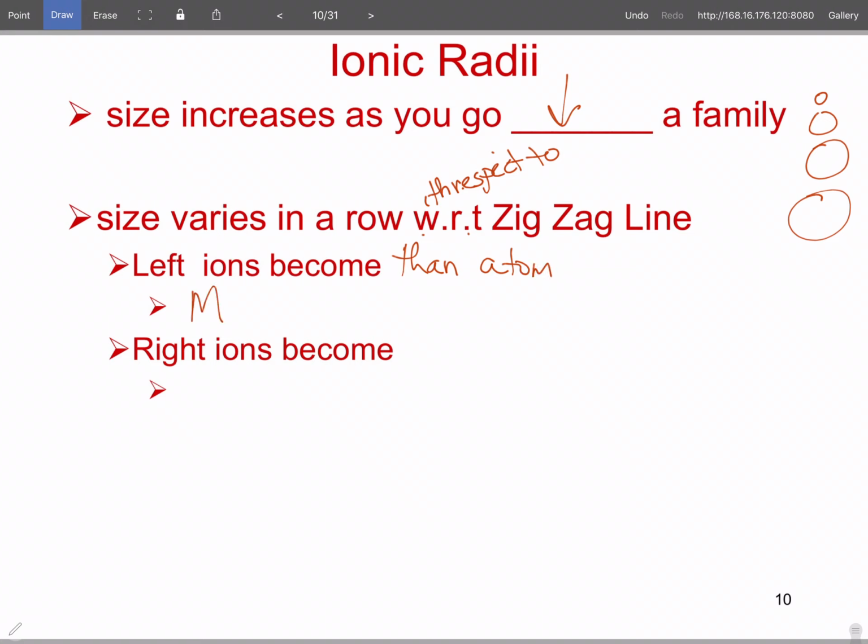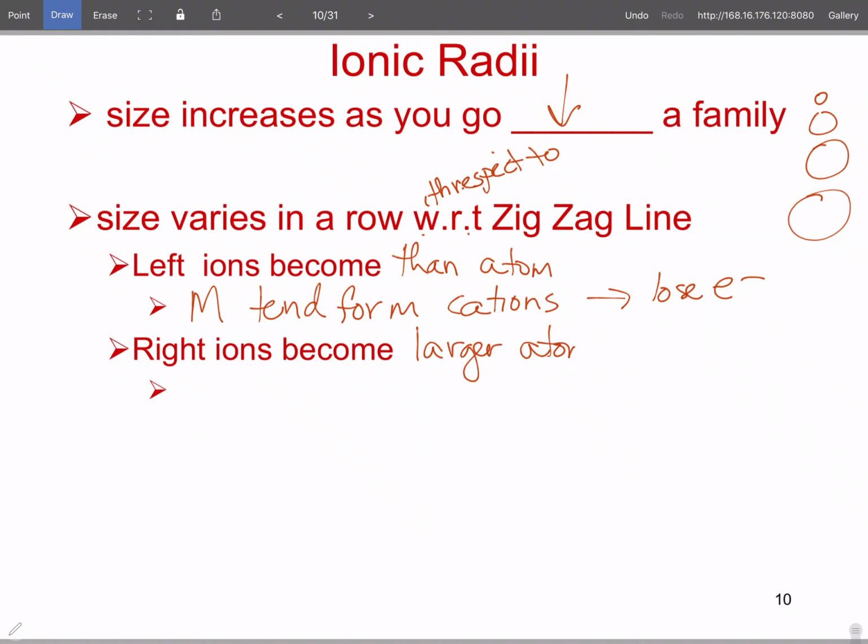So what happens is on the left, the ions become smaller than the atom because metals, which are to the left, tend to form cations. Well, remember, cations are when they lose electrons. To the right, they tend to become larger than the atom because these are nonmetals and they tend to form anions, which means they gain electrons.